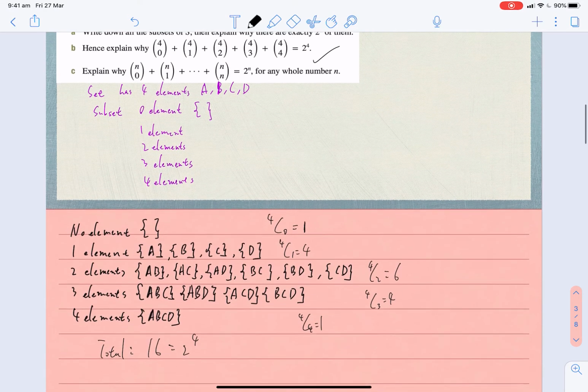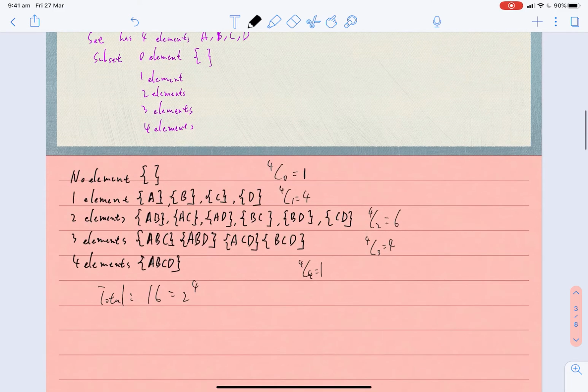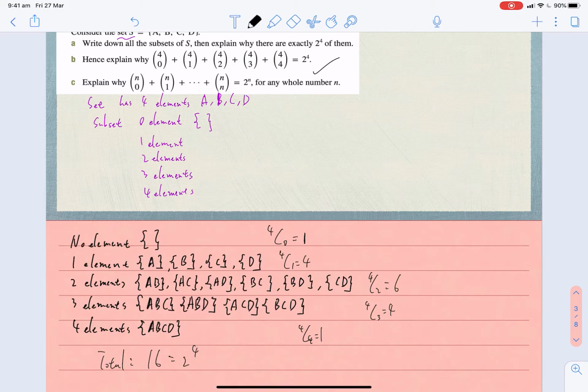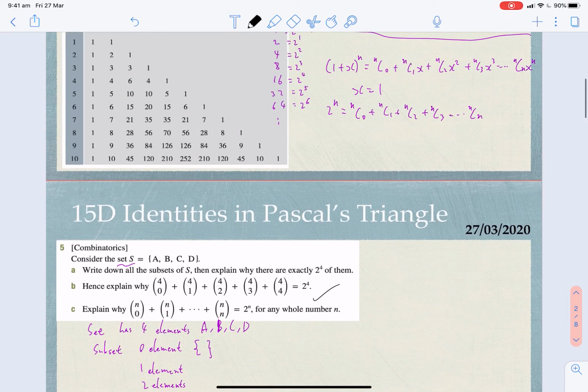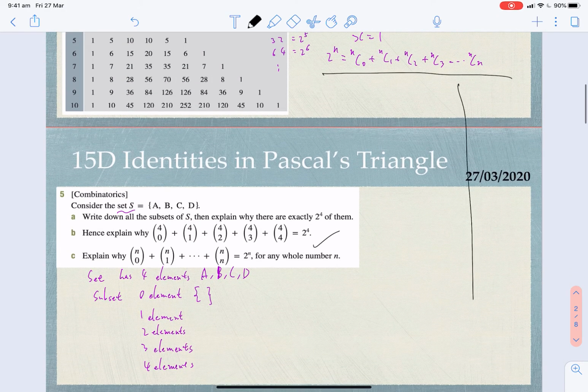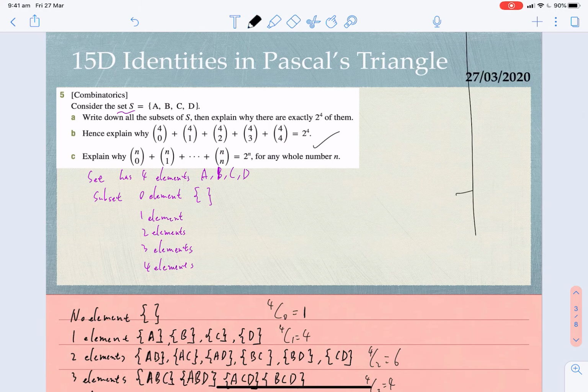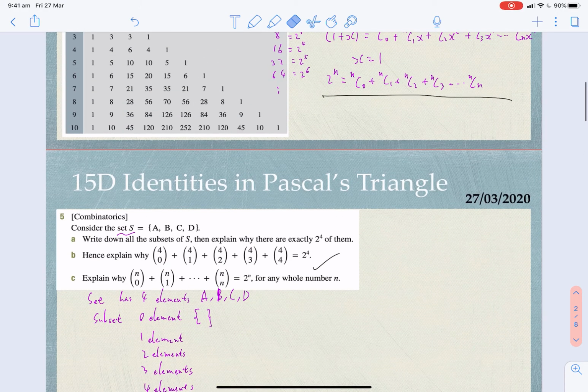So B is done. And for C, explain why that happened, it's basically just asking us to prove it. We can just use exactly the same way to prove it down here, all the way down here. Okay, so yeah, that's simple. You can use exactly the same method to prove or explain that.